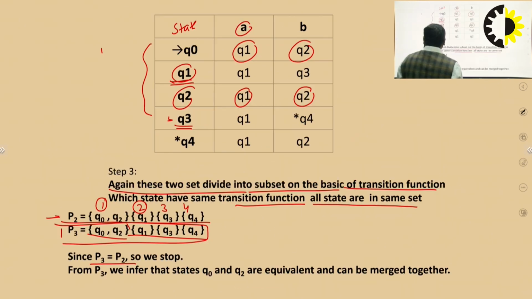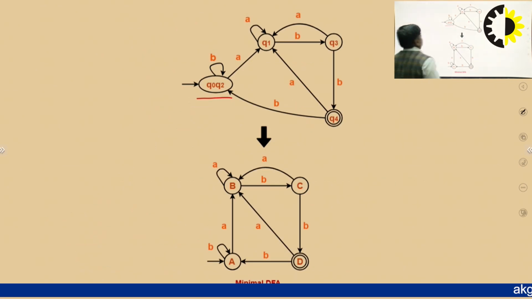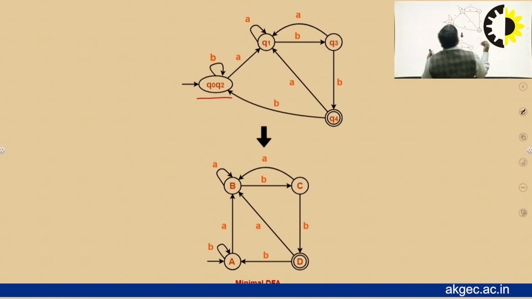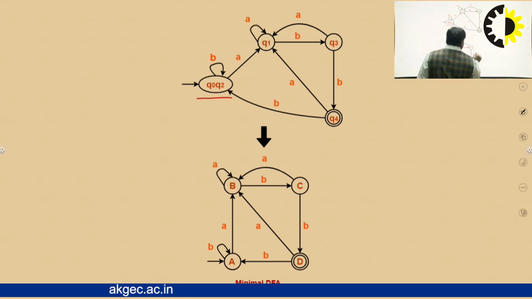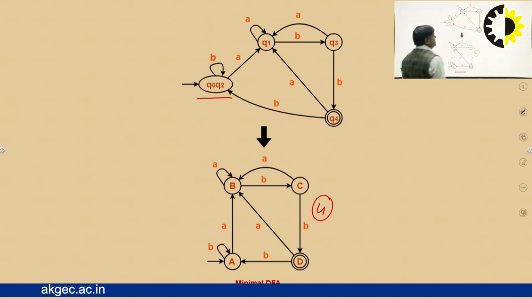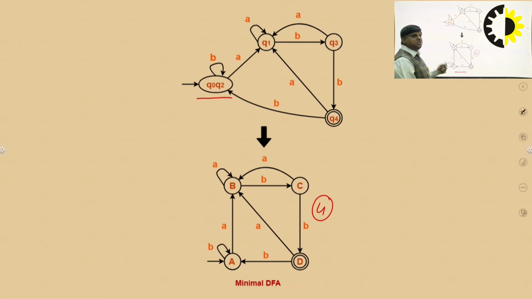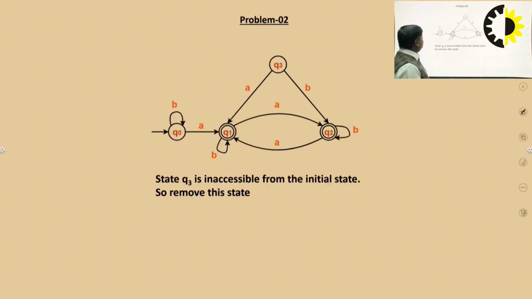And I think we check Q1, Q3 and Q4 are the same, no changes. Now this state is known as A, this is B, this is C, this is final state D. It means a total of 5 states are minimized into 4 states. This is known as the finite automata, and we check the transition function. This is the next problem for better understanding.